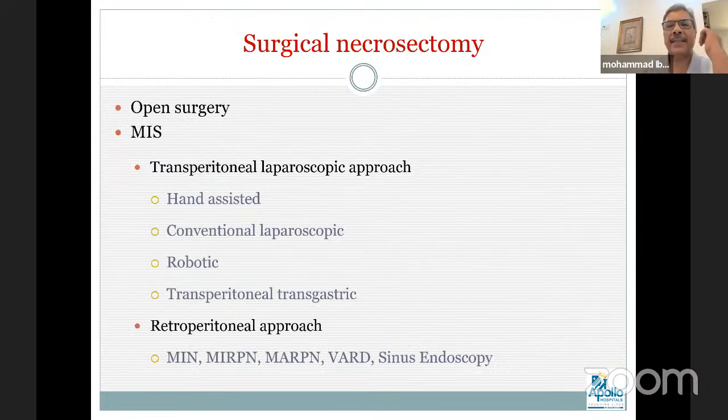And now coming to surgical necrosectomy, this could be open surgery, or minimally invasive surgery, which can again be a transperitoneal laparoscopic approach, hand-assisted, conventional or robotic, or a transperitoneal transgastric approach. Or this could be a retroperitoneal approach. This is known by various names like minimally invasive retroperitoneal necrosectomy, and so on and so forth. But the most accepted terminology is VARD, that is, video-assisted retroperitoneal drainage, or sinus endoscopy.